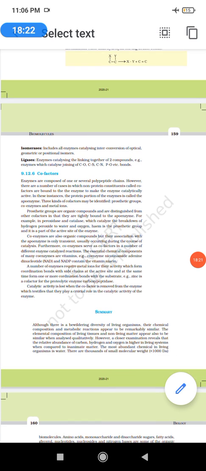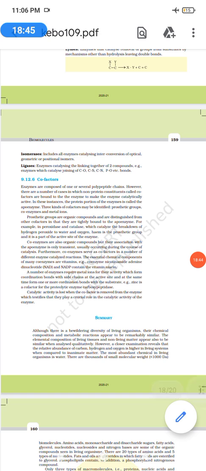So what is a prosthetic group? Prosthetic groups are organic compounds and are distinguished from the other cofactors in that they are tightly bound to the apoenzyme, that is the enzyme which is not active. So for example, in peroxidase and catalases, which catalyze the breakdown of hydrogen peroxide to water and oxygen, heme is the prosthetic group and it is a part of the active site of the enzyme.